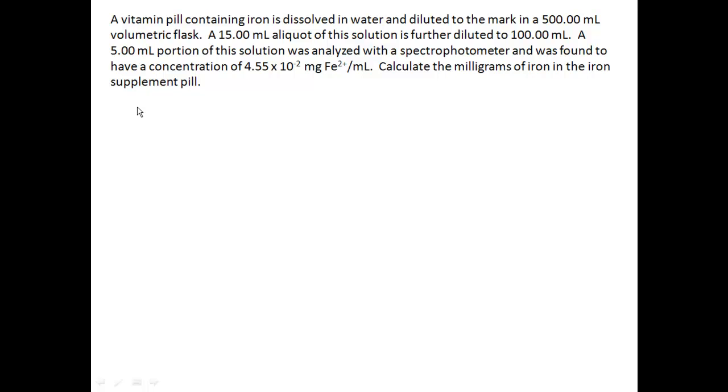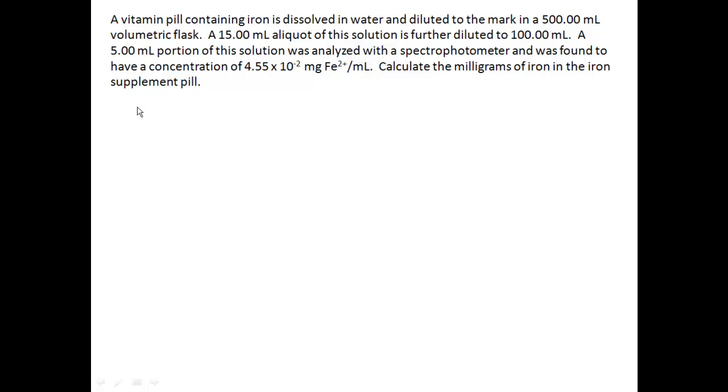So here I got a vitamin pill, which is crushed and diluted to 500 milliliters in a volumetric flask. Okay, I'm going to take 15 milliliters of that aliquot. So 15 mils of that 500 we're taking. We're going to dilute it to 100 mils. A 5 milliliter portion of that solution was analyzed with a spectrometer and was found to have a concentration of 4.55 times 10 to the negative second milligrams of iron 2 per milliliter. Calculate the milligrams of iron in the supplement pill.